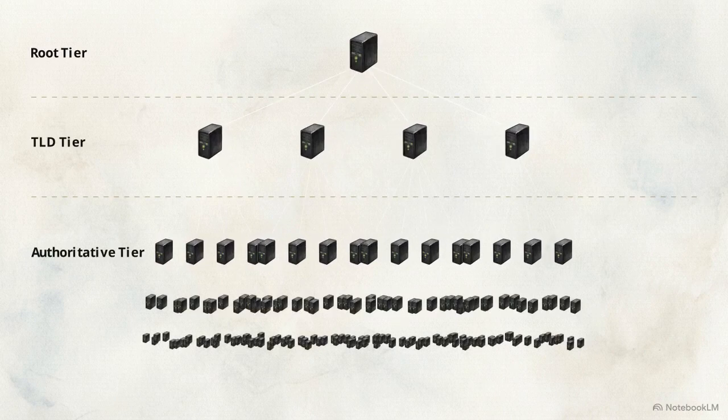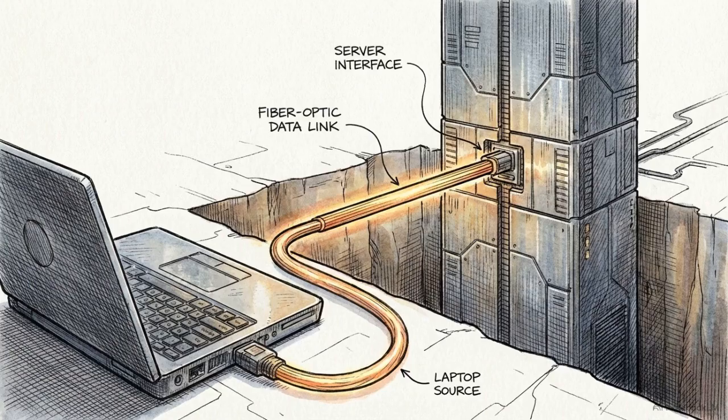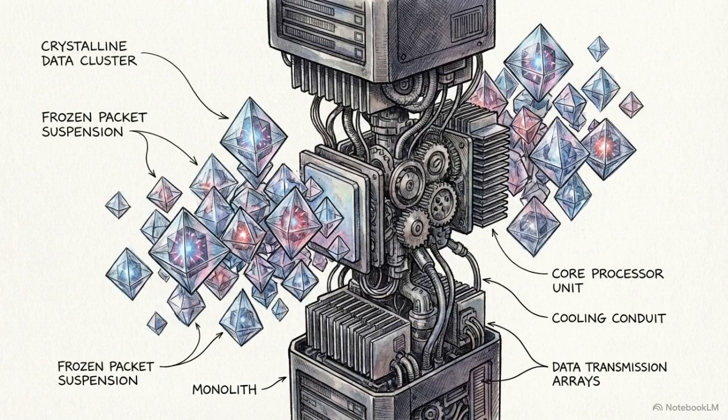Appending a trace flag to the dig command reveals the first operational hop in the resolution path, the Recursive Resolver. The Recursive Resolver serves as the primary interface between the end-user client and the global DNS infrastructure, handling the entire resolution process on the client's behalf.